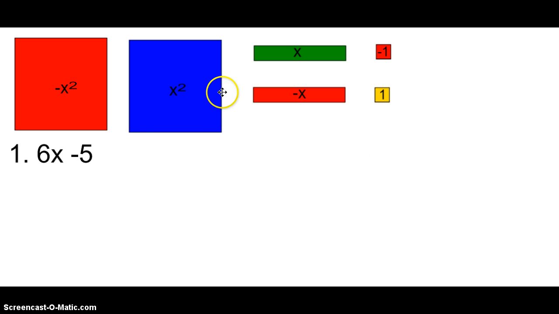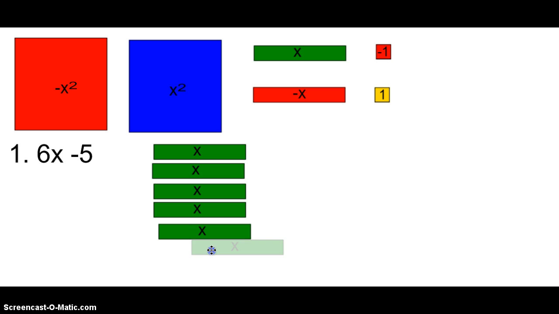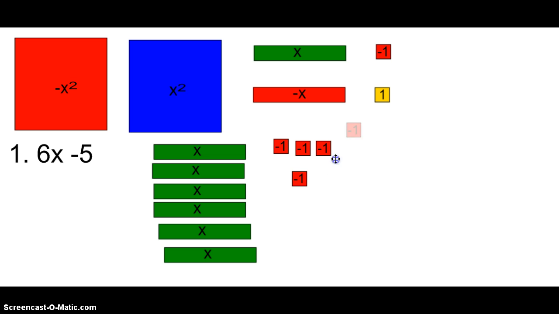To represent 6x, we're going to use 6 positive x tiles. And to represent minus 5, we're going to use negative tiles to represent negative 5 or minus 5. And here we have modeled 6x minus 5.